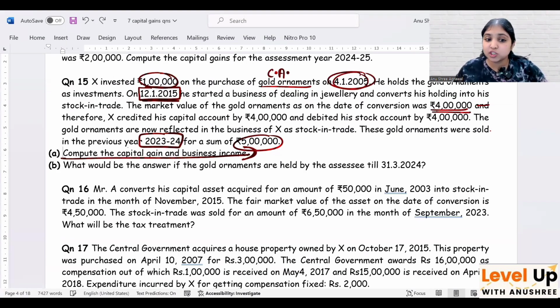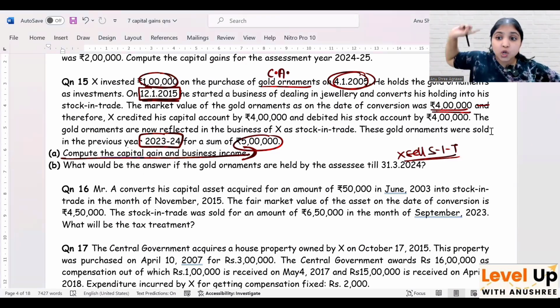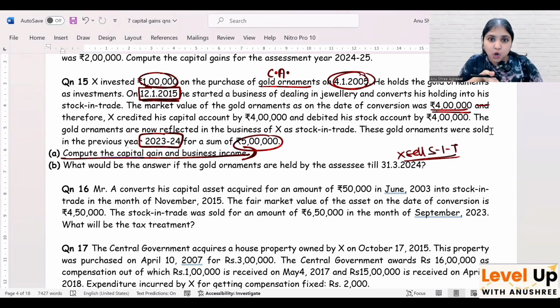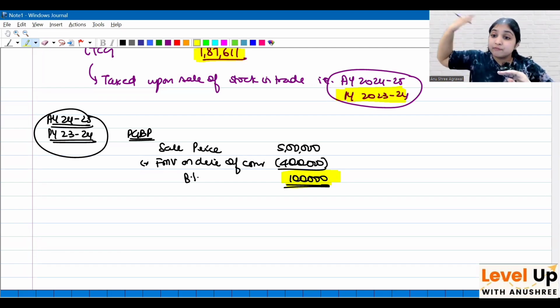In addition to this, they're also asking us what would be the answer if the gold ornaments are held by the assessee till 31st March 2024. Held by the assessee, which means what? Assessee did not sell the stock in trade. So if he did not sell the stock in trade, neither will he have PGBP nor will the capital gains be taxed. Because when will we tax the capital gains? Only once you sell the stock in trade. Even the capital gains which you have computed and kept over here will not be taxed in the current year. We'll wait and see when are you selling the stock in trade. In that year, I will tax it.